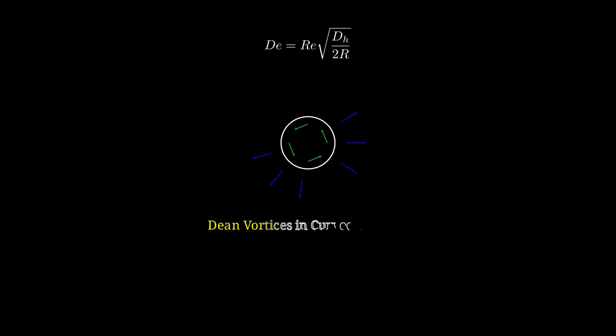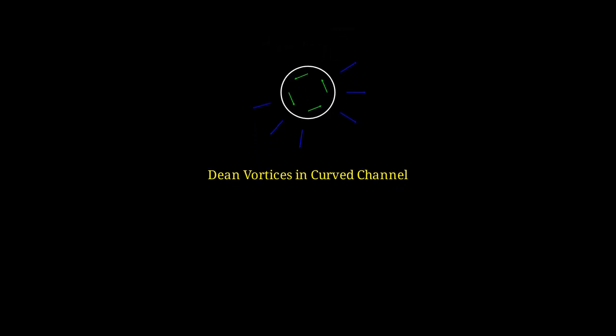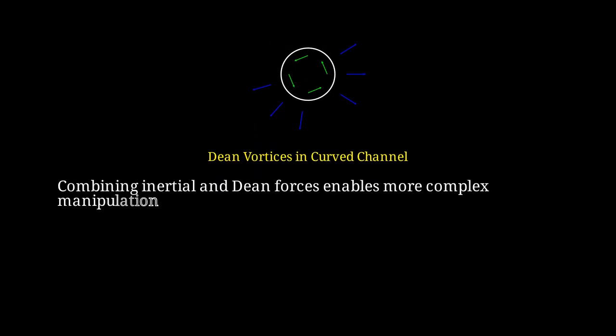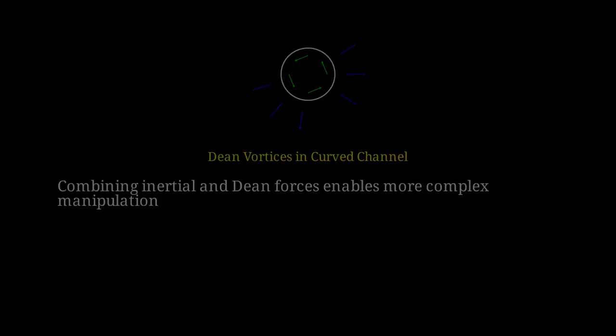Here's a representation of Dean vortices. The blue arrows show the main flow around the curve, while the green arrows show the secondary vortex flow. These vortices can enhance mixing and modify particle trajectories. By carefully designing curved channels, you can combine inertial lift forces with Dean drag forces to achieve more sophisticated particle manipulation and separation. Now let's talk about some practical, experimental considerations and challenges when implementing inertial focusing.